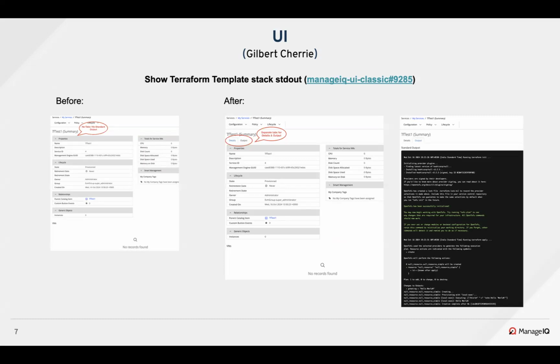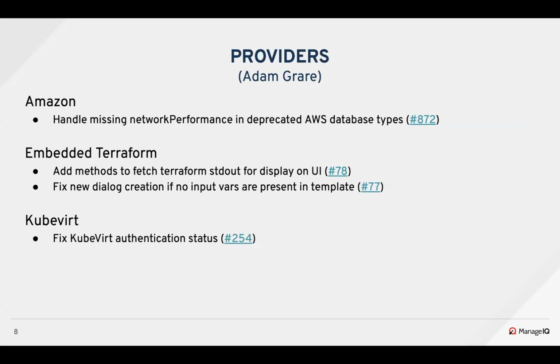Next is Adam. Thanks, Gilbert. So for providers this sprint, Nasser fixed a bug with the automatic AWS database flavors script that runs. There were a few, I think 4 or 5, deprecated database types that were missing the network performance key in the hash, and that was causing us to blow up. So we got that fixed up.